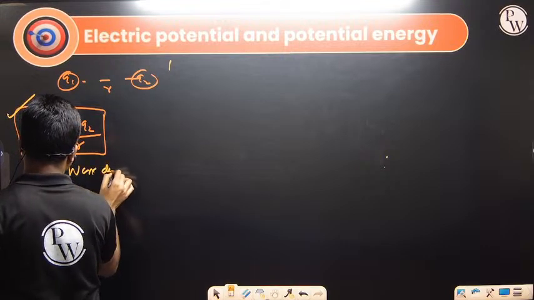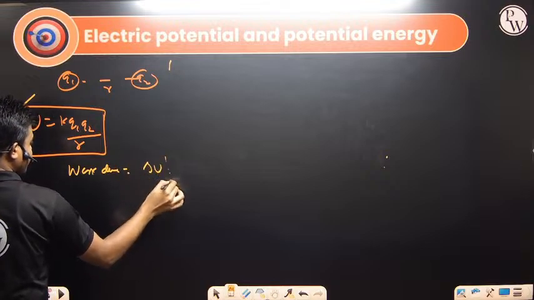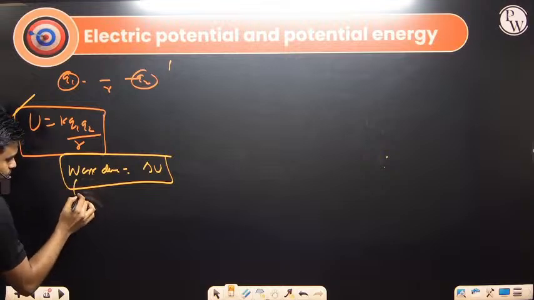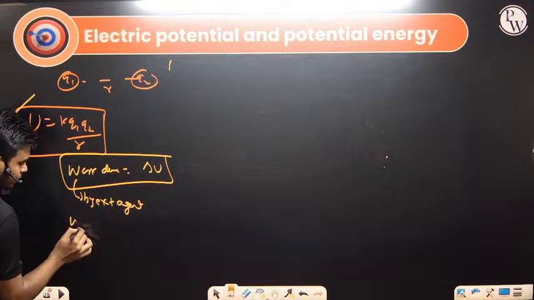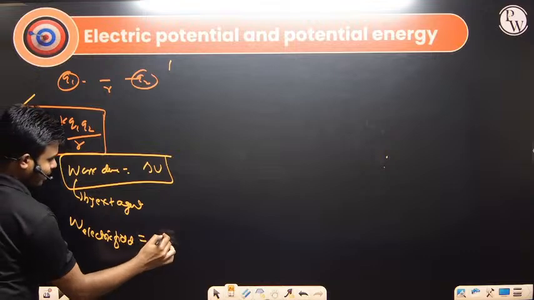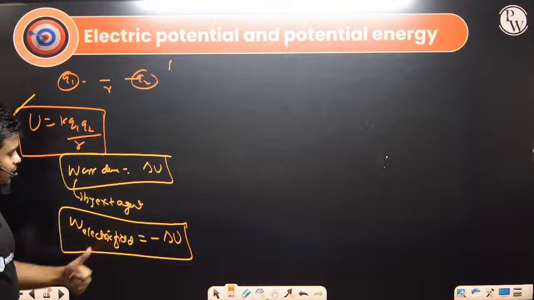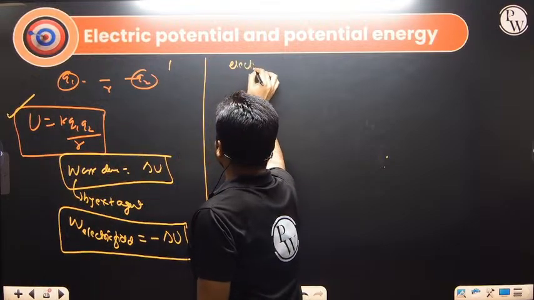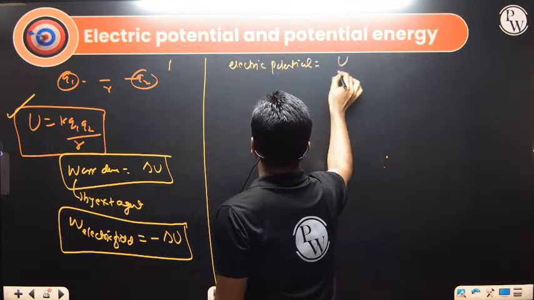So this is potential energy, and here we define work done. There is a certain formula: work done is given by delta U, the change in potential energy. So this is work done by an external agent. And if they ask for work done by the electric field, this will be minus of delta U, where delta U is the change in potential energy. Now here we define electric potential. Electric potential is defined as electric potential energy per unit charge, so potential energy divided by the charge itself.